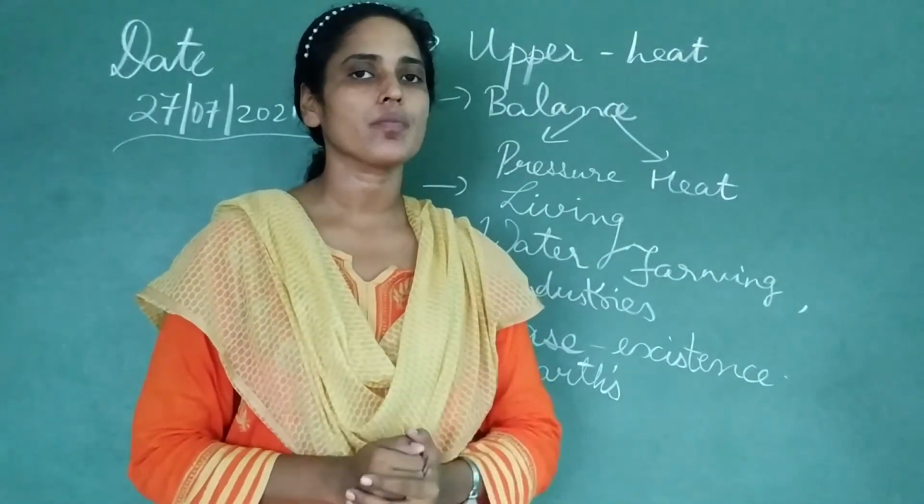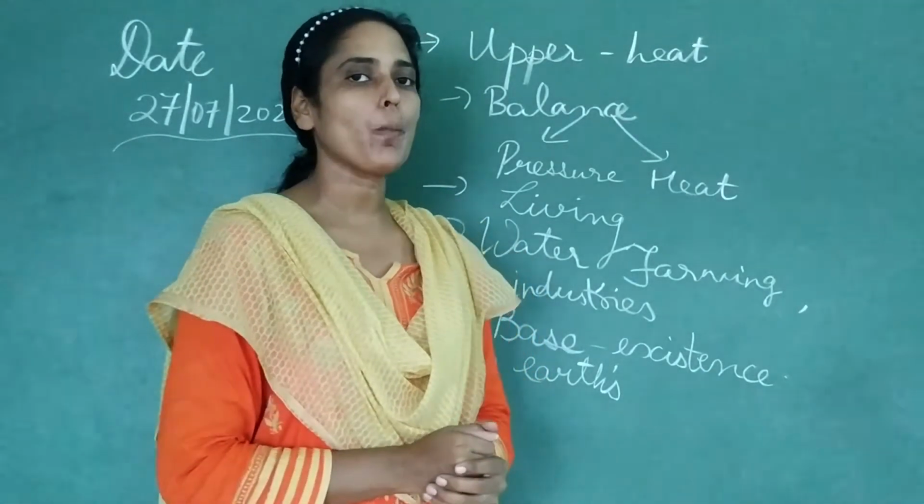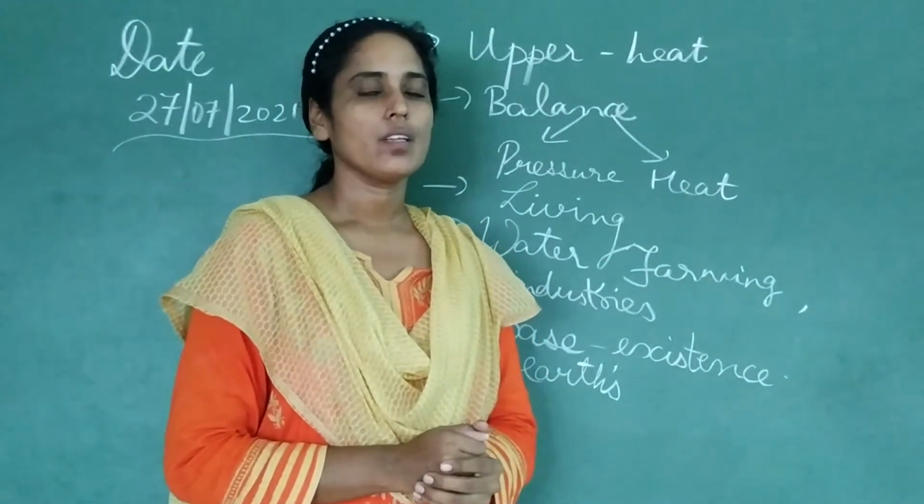Next paragraph, the third line: Various crops are obtained through farming. There you will change the spelling to T-H-R-O-U-G-H. Then the last line of that same paragraph: Base of our existence means lithosphere. The spelling of existence has to be changed: E-X-I-S-T-E-N-C-E. Okay, students, these are the spelling changes to be done.